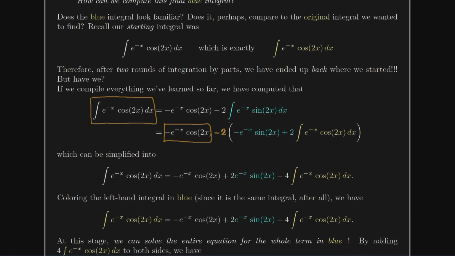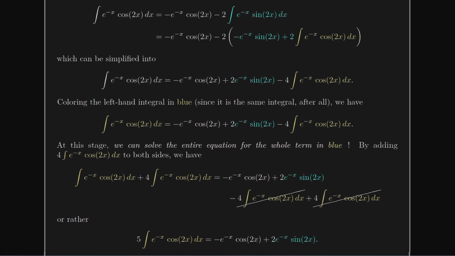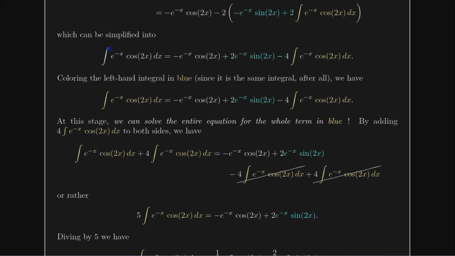I went through the work to compute that second integral, and I ended up with 2 terms in there. If I go ahead and distribute this minus 2 to both terms here and here, I can do that. I'm going to simplify that just a little bit. What do I have? I have the integral of e to the negative x cosine 2x dx equals negative e to the negative x cosine 2x plus 2 e to the negative x sine 2x minus 4 integral e to the negative x cosine 2x dx. This is what 2 rounds of integration by parts has accomplished.